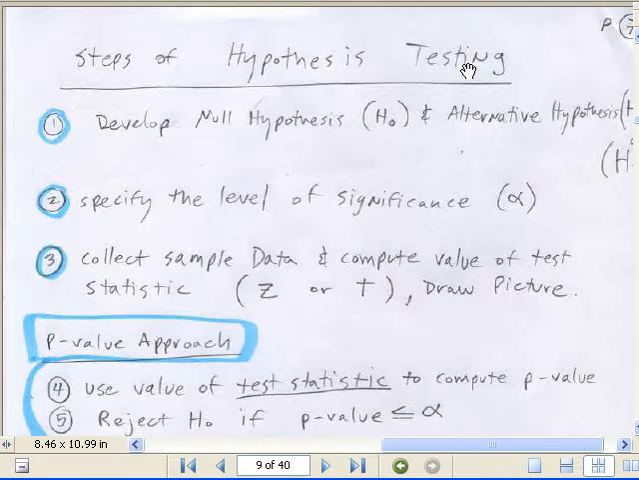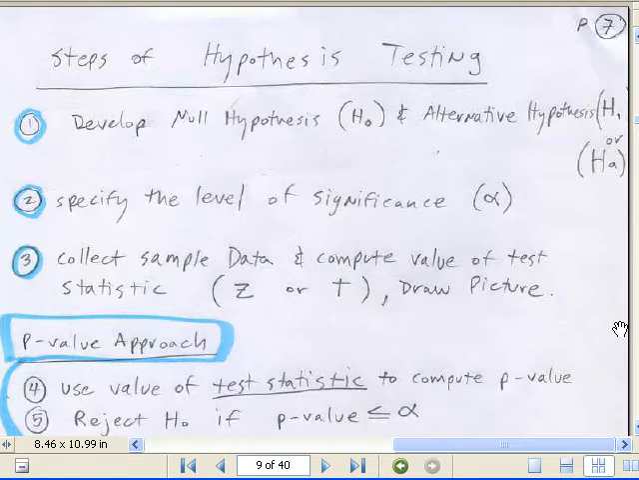All right, the steps. We talked about this last video, but here they are officially. We first develop the null and the alternative hypothesis. Now, as I mentioned before, we could see H sub 1 for alternative or H sub A for alternative. The null hypothesis will always be H sub 0, no difference. Then we specify the level of significance. That's the risk that we reject the null hypothesis when it is actually true.